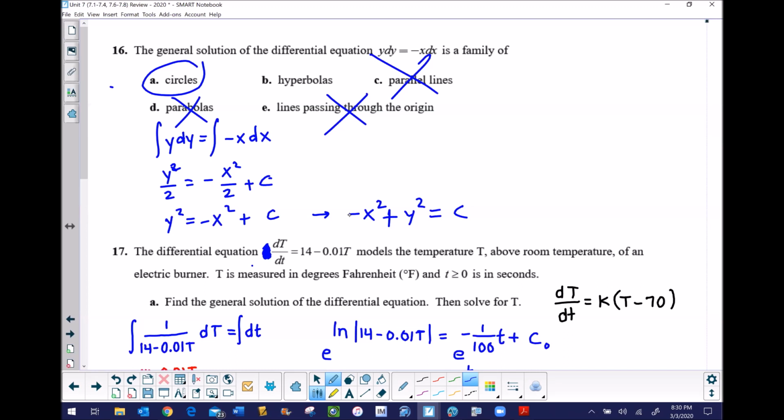Now, this is kind of neat. If I take away that minus sign and make that a plus x dx, reset the problem, which one is it now, guys? You can type it in the chat. Is it A, B, C, D, or E? If the equation was y dy equal x dx. Did I just blow everybody's mind? Is this solution going to be a circle, hyperbola, parallel lines, parabolas, or lines passing through the origin? Everybody get a chance to vote.